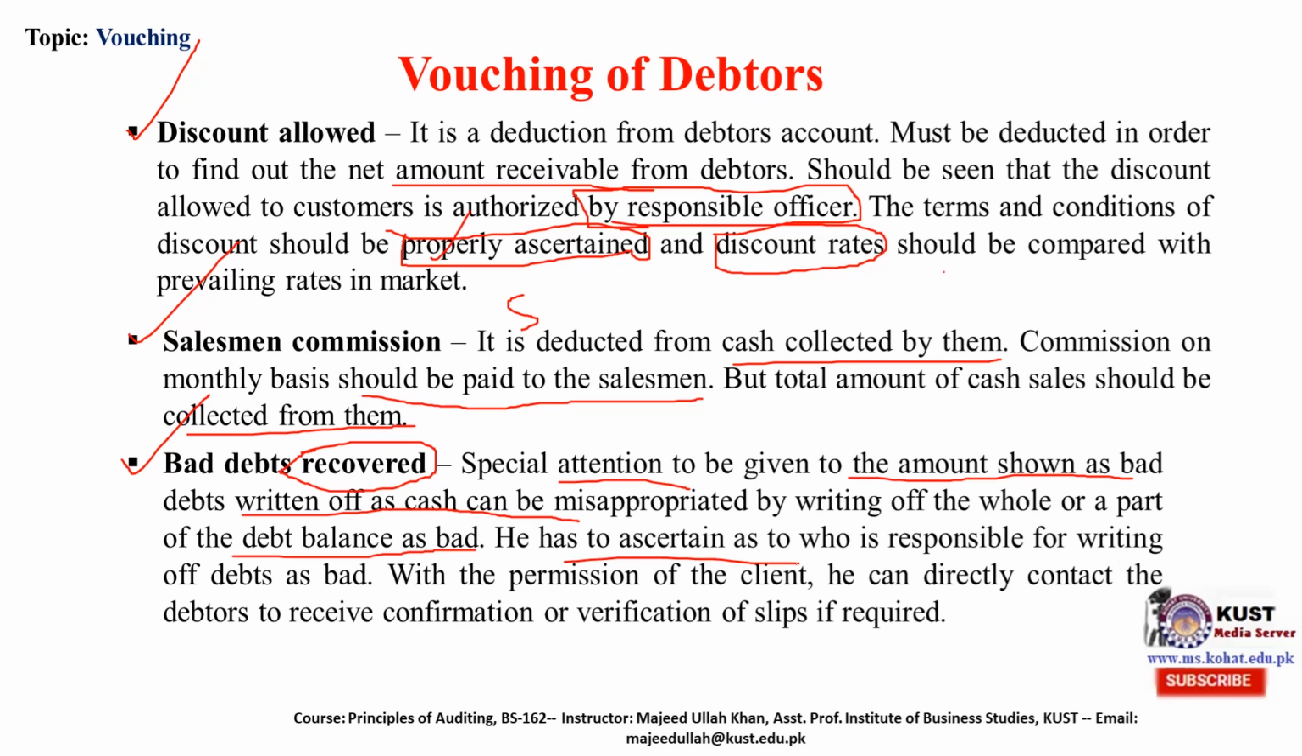The auditor should ascertain who is responsible for writing off the debt as bad, and if it is written off as a bad debt, it should be authorized by the responsible persons. With the permission of the management of the company or the client, the auditor can directly contact the debtor to receive confirmation or a verification slip, if required.